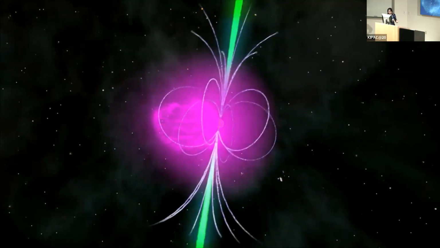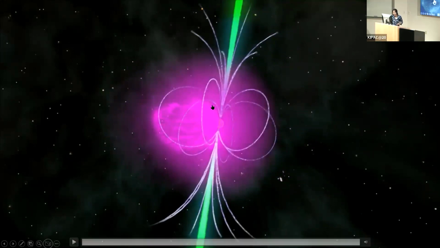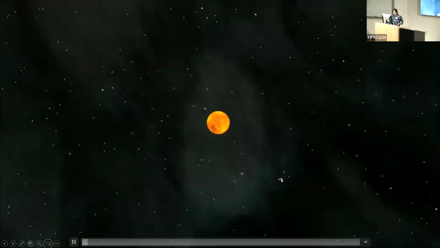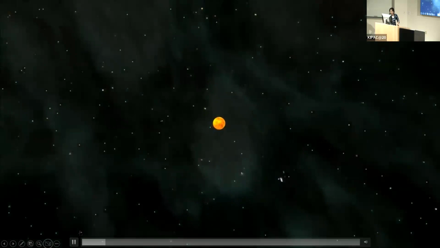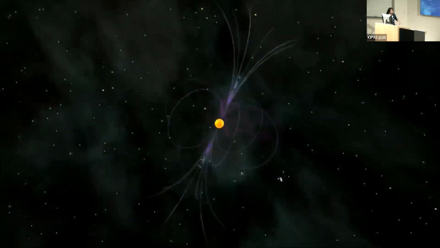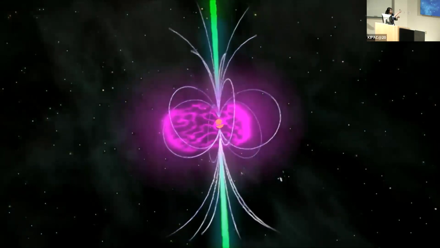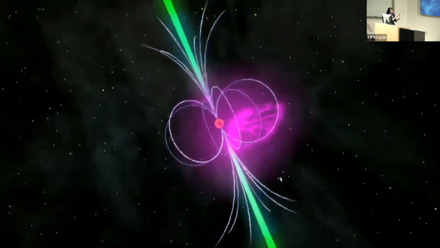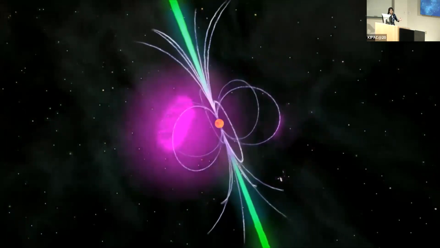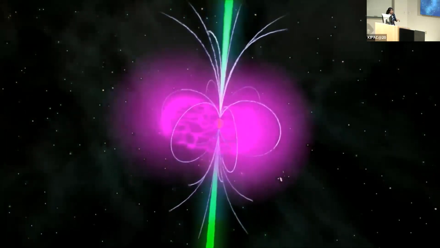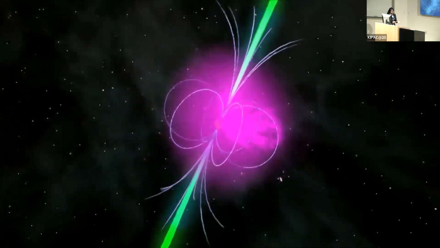Also, I'm wondering if I can play it again, but in the animation, you can see that there are also areas where you see pulsed emission. Those are coming from particles that are accelerated, indicated by the pink regions. That pulsed emission comes from particles that are accelerated within the light cylinder radius.